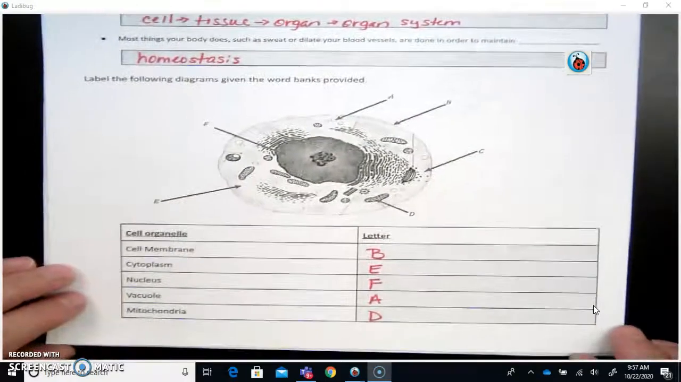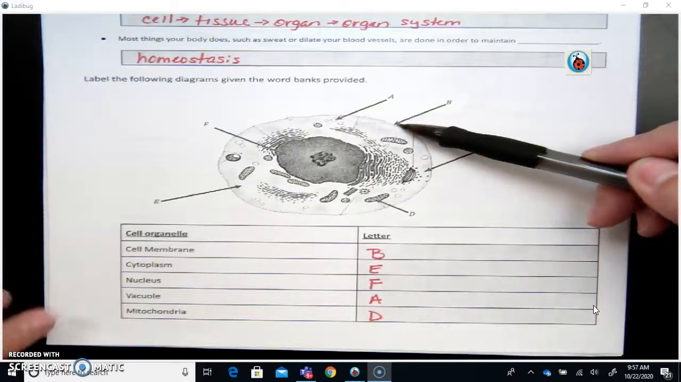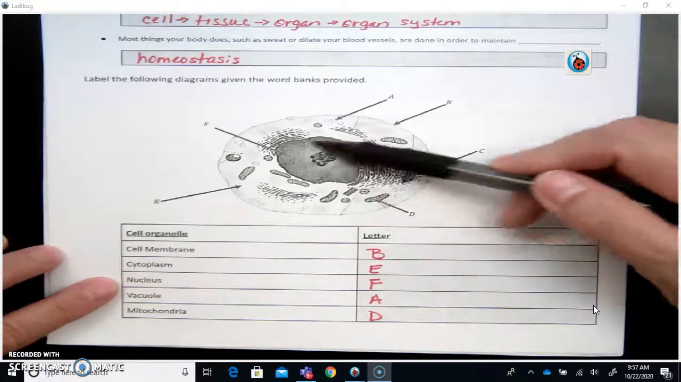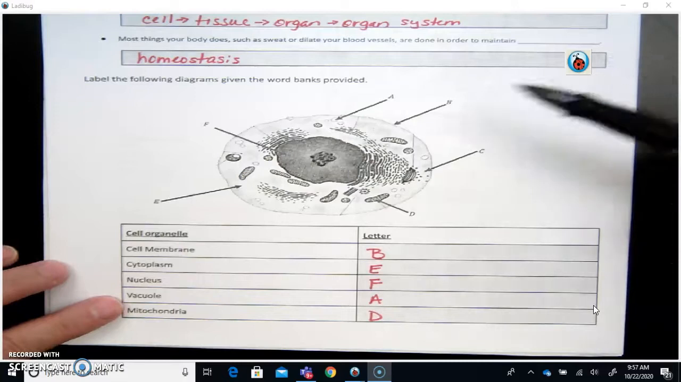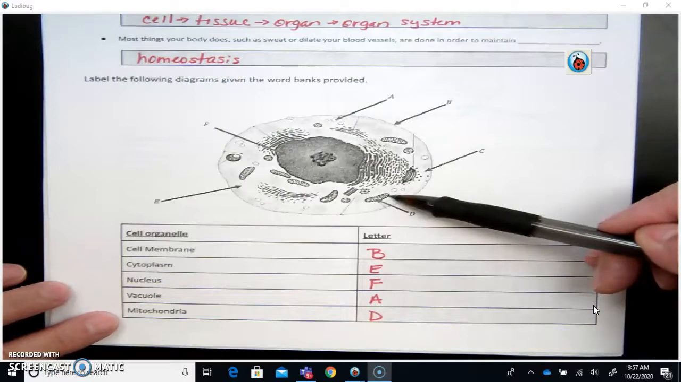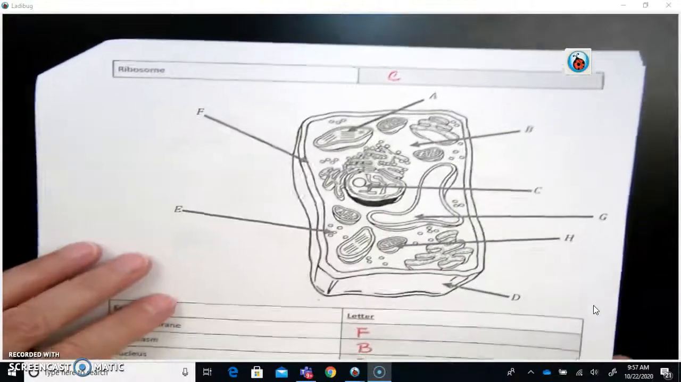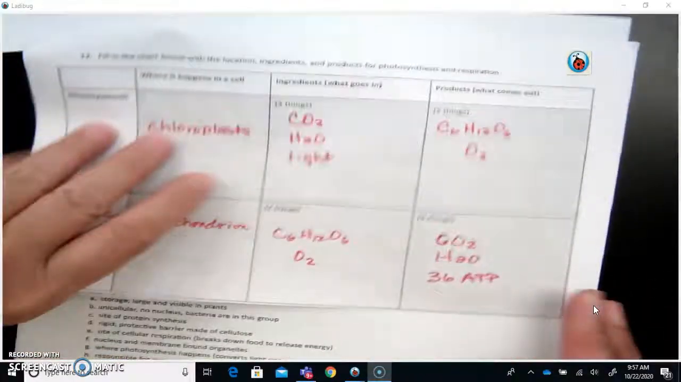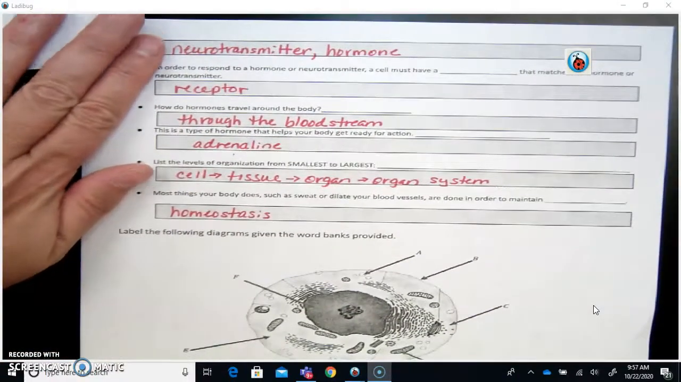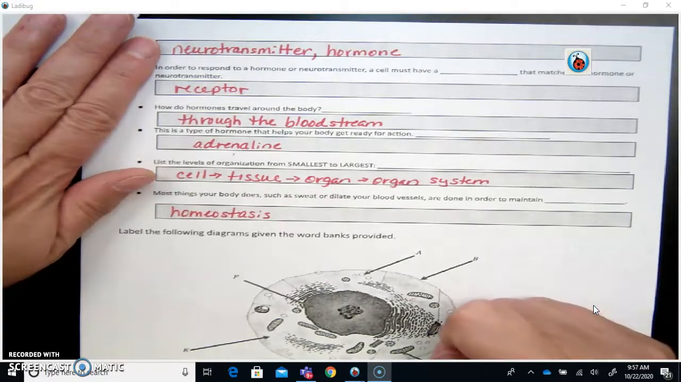Here are parts of the cell. So the cell membrane is going to be B. The cytoplasm is E. The nucleus is F. The vacuole is A. The mitochondria is D. The ribosomes, which are pointing to a dot, are here, C. If you want to make that dot a little bit bigger, you can.